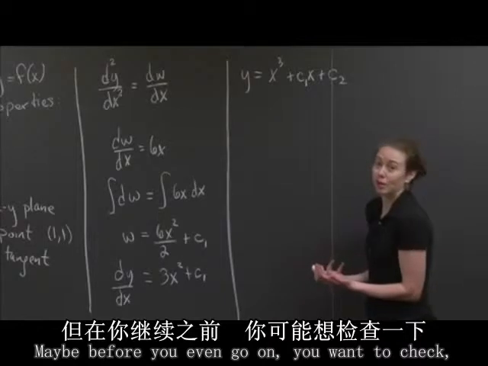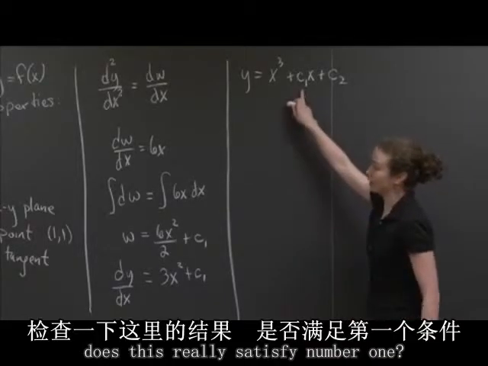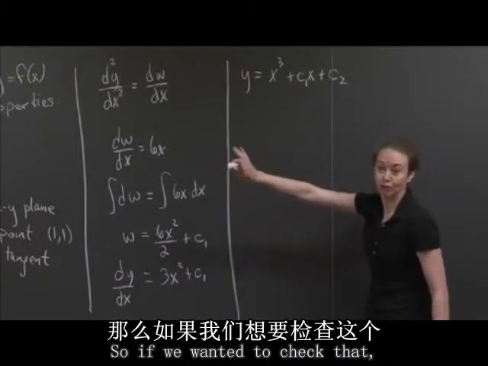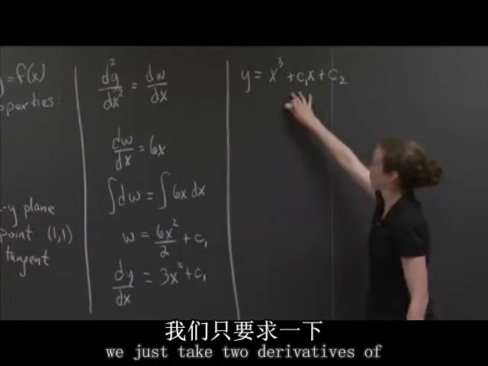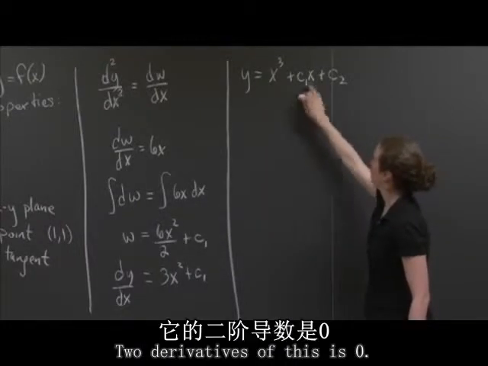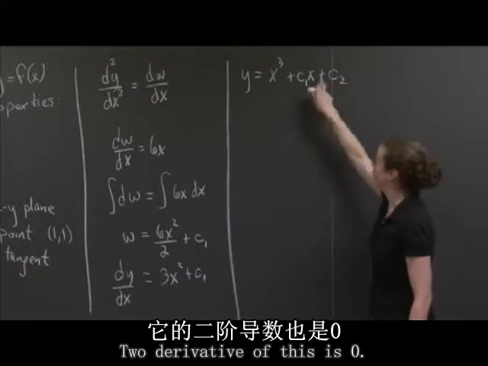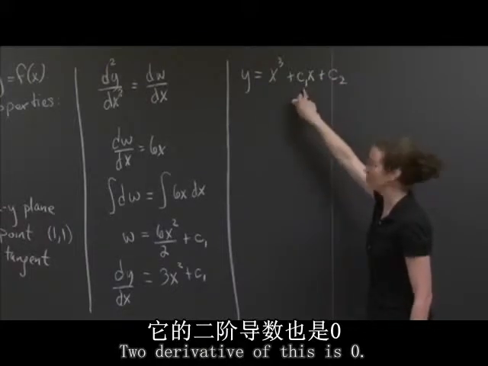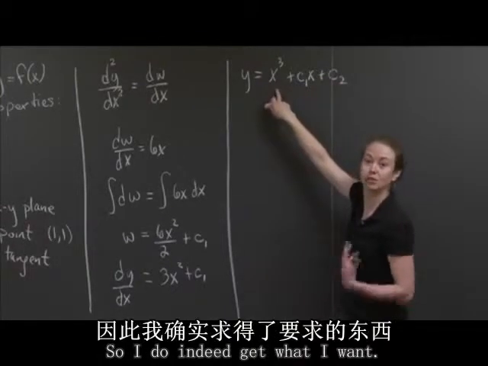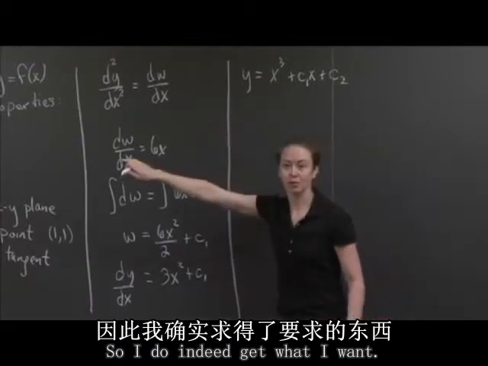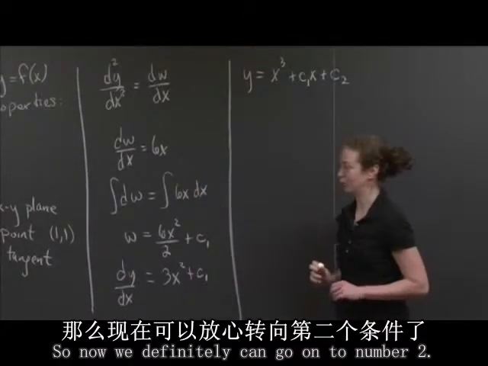Maybe before you even go on, you want to check, does this really satisfy number 1? So if we wanted to check that, we just take two derivatives of this expression on the right-hand side. Two derivatives of this is 0. Two derivatives of this is 0. And two derivatives of this is 6x. So I do indeed get what I want. So now we definitely can go on to number 2.